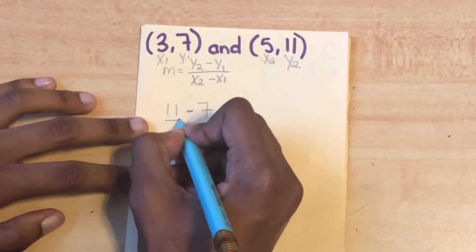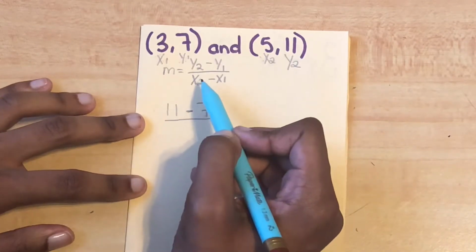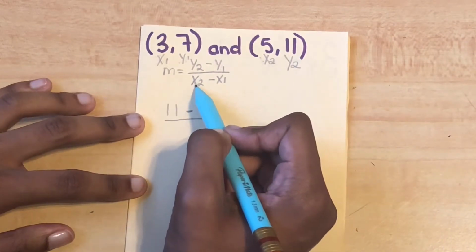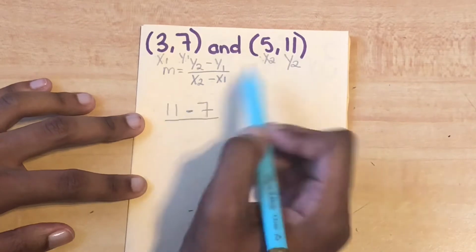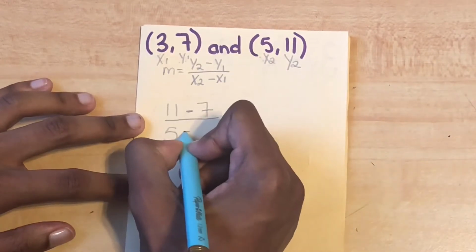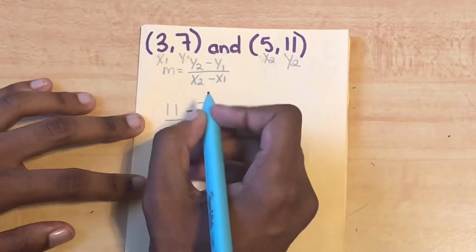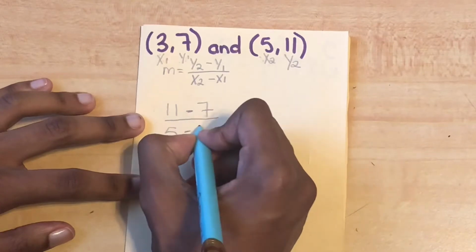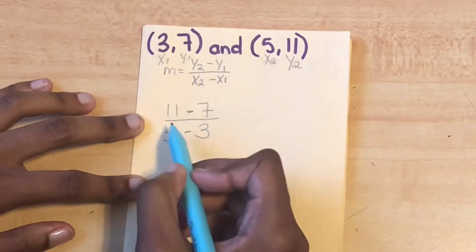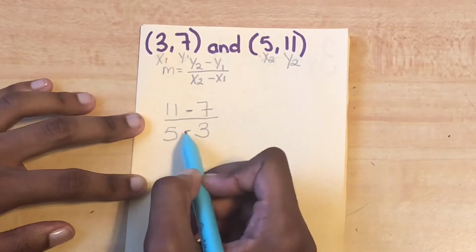Now we're going to divide. We're going to put a little divide sign here. And we're going to look for our x2 and our x1. 5 is our x2, and we're going to be subtracting. And 3 is our x1. So now we have 11 minus 7 over 5 minus 3.